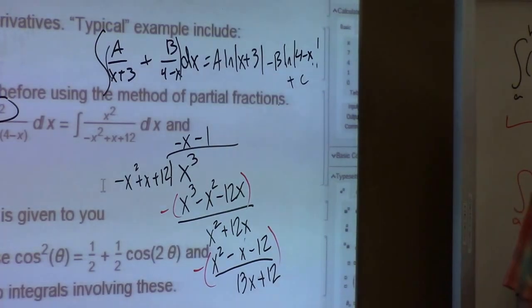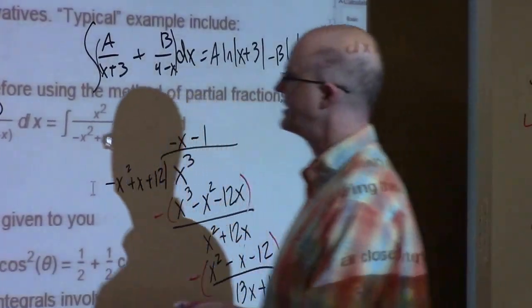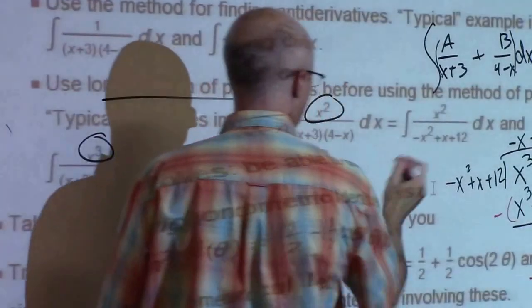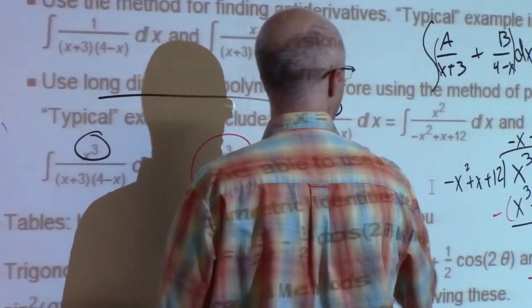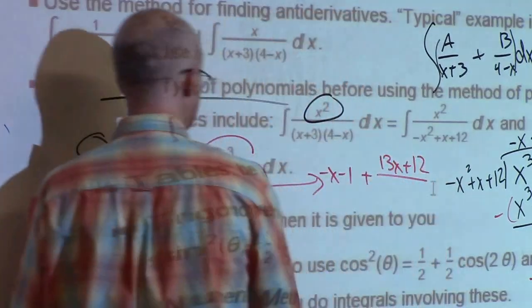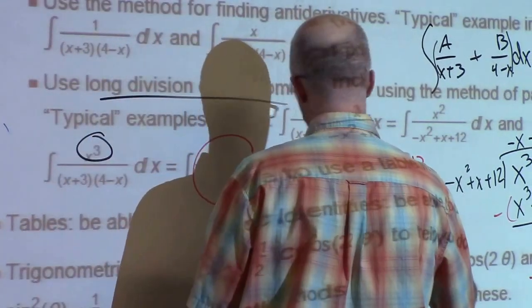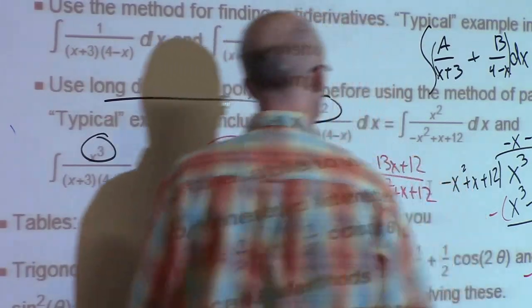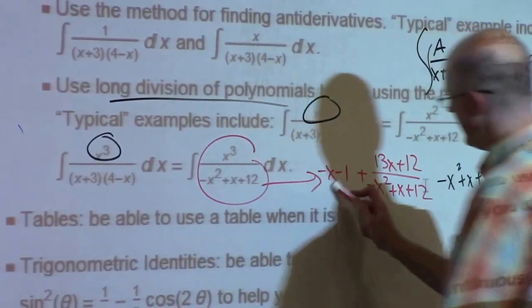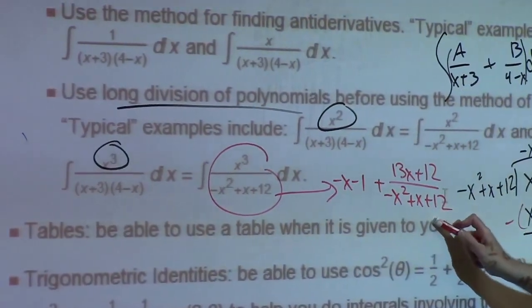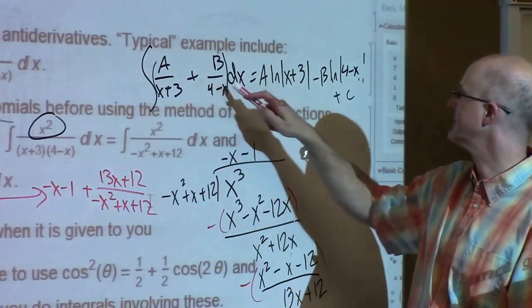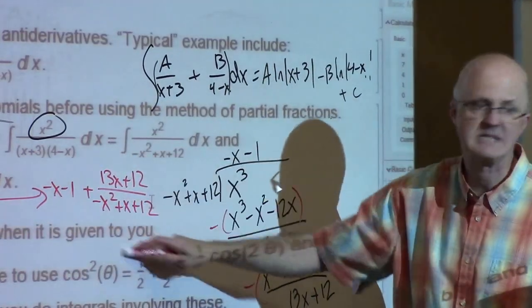That would be the remainder, and what this would mean is that this function right here is equal to the quotient, which is negative x minus 1, plus the remainder, 13x plus 12, divided by the original thing you were dividing by here, like that. And that's easier to integrate. You'd integrate this very easily, and this one you'd have to use partial fractions for, based on the factored form. You'd have to do this kind of thing again with this part, but it's doable.